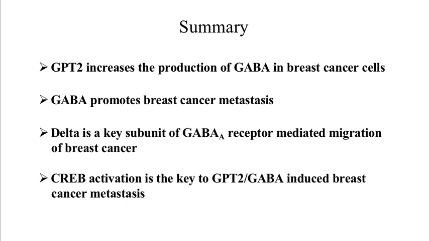According to the previous experimental results, we can conclude that GPT2 increased the production of GABA in breast cancer cells, and GABA promotes the metastasis of breast cancer, mainly through PKC to regulate CREB phosphorylation, further promoting the tumorigenesis and metastasis caused by the activation of MMP9 protein. It should be noted that delta is the key subunit of GABAA receptor mediated breast cancer migration, and the CREB activation is the key to GPT2 or GABA-induced breast cancer metastasis.